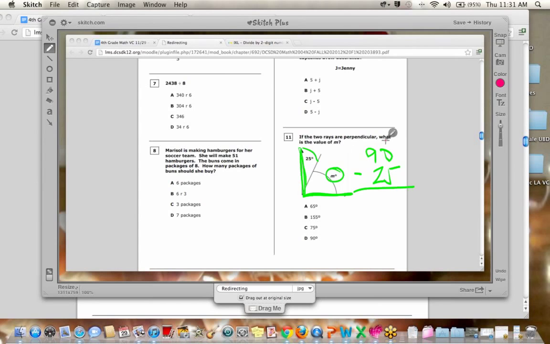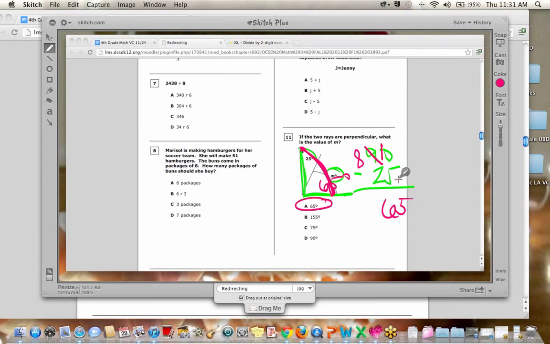Okay, so I'll just do the subtraction problem for you. I can't take 5 away from 0, so I'll borrow. 10 minus 5 is 5. 8 minus 2 is 6. So m has to equal 65 degrees. Okay? So A would be your answer, because if I added 65 and 25 up, that would be my 90-degree angle. Give me a thumbs up if that makes sense.